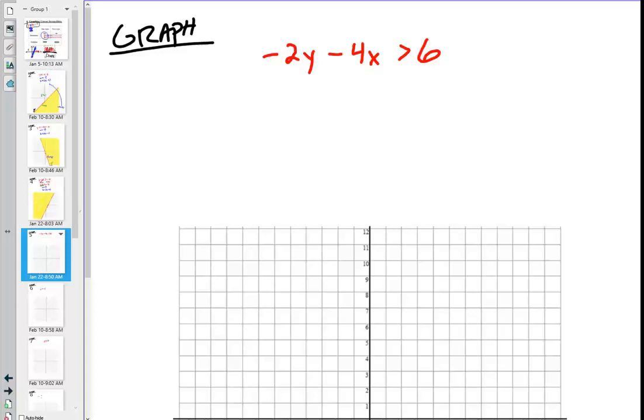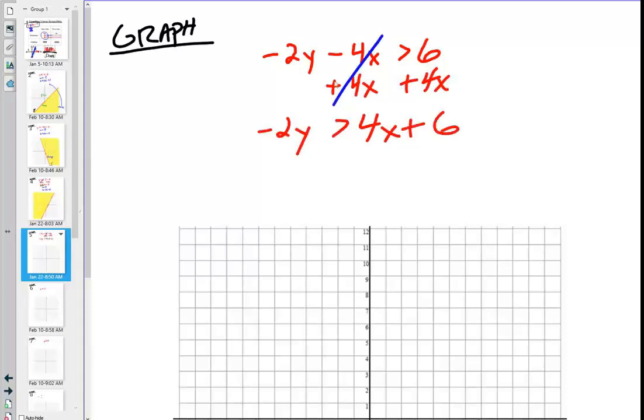John, what do you want to do first, buddy? Never mind. Charles, what do you want to do first? Very good. That's what I would do also. I want to get y by itself, so I would add 4x. We're all experts when it comes to like terms, so we know that those can't be combined. And now here's your difference.